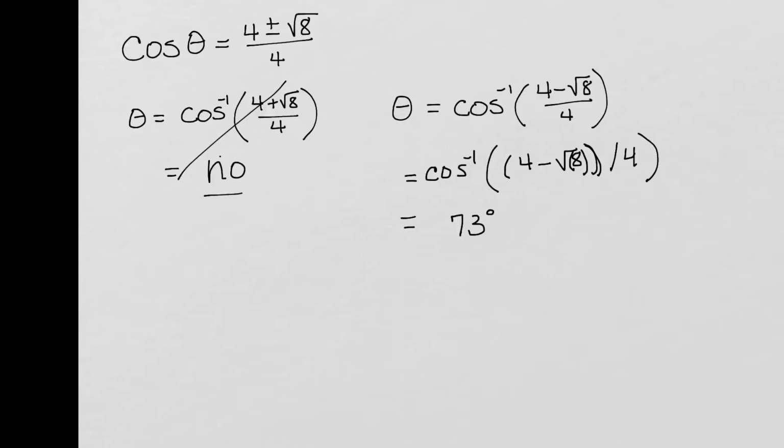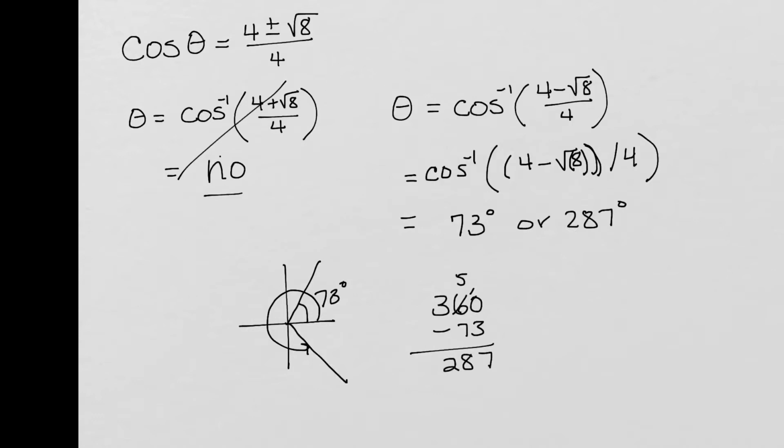And where else is the cosine going to be positive? And that's in quadrant 4. So I have 73 degrees in quadrant 1. So in quadrant 4, this angle, I can just take 360 minus 73, and my other solution would then be 287 degrees. And so that is my final answer there.